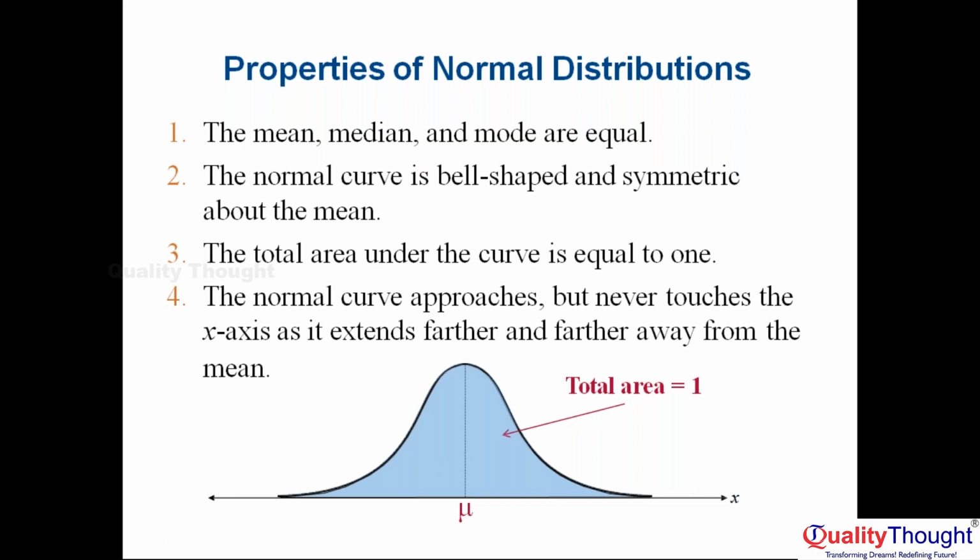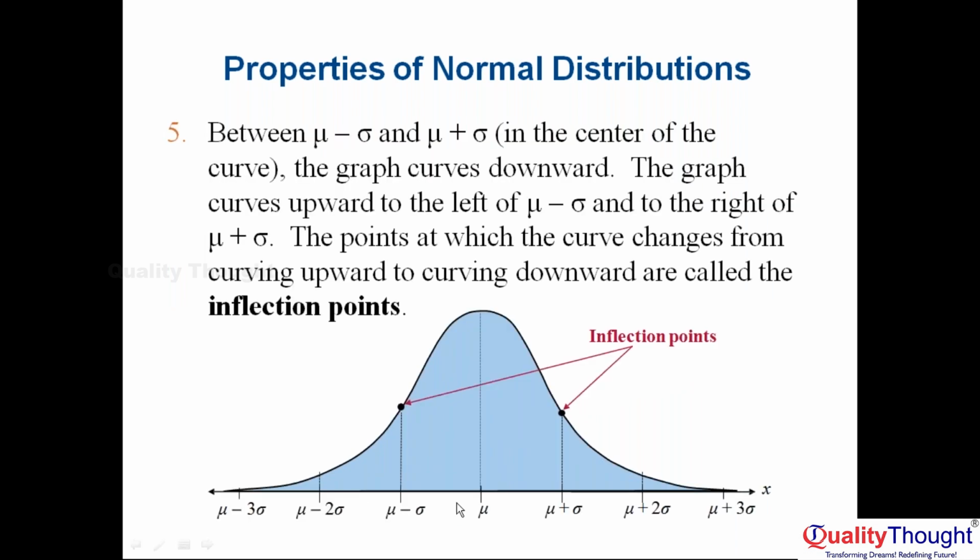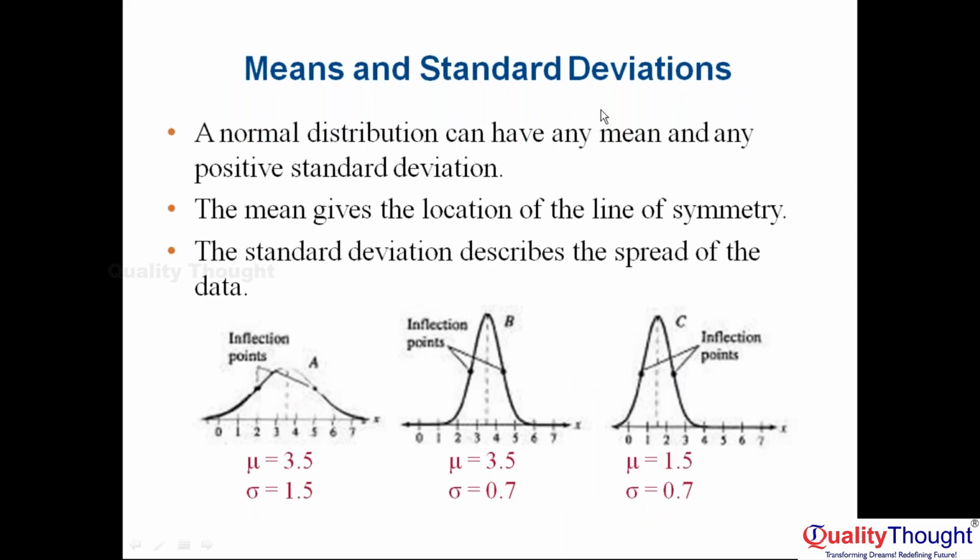We already discussed that mu is separated by a standard deviation on either the negative x-axis or the positive x-axis. Generally these are called the inflection points. You can take a look at this one: mean and standard deviations.